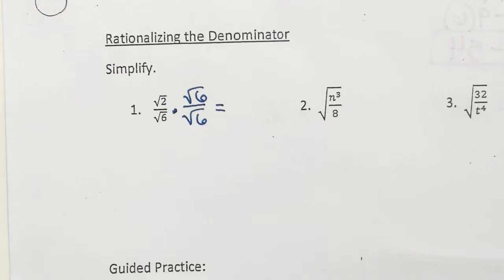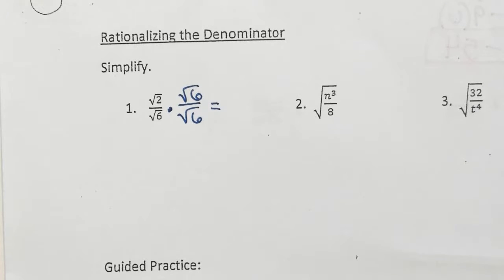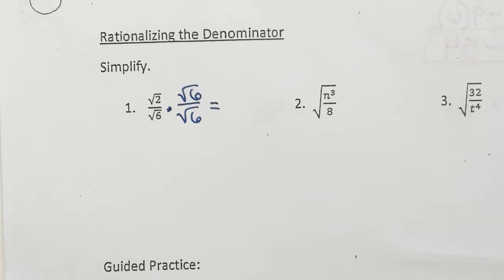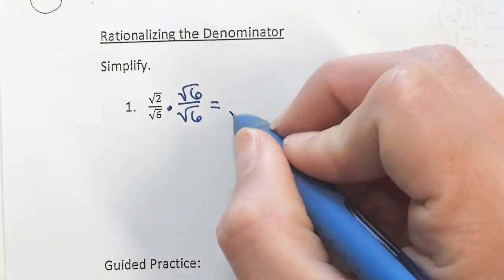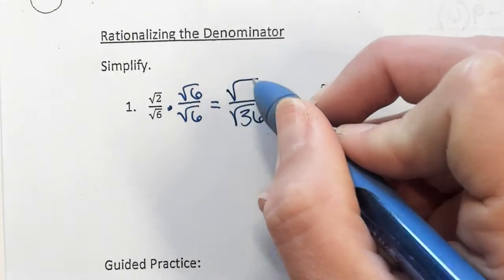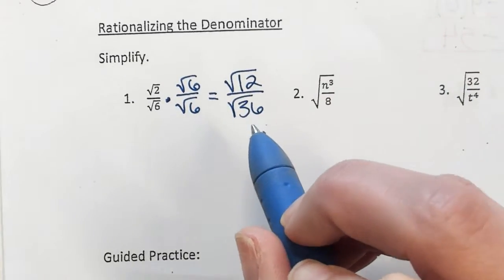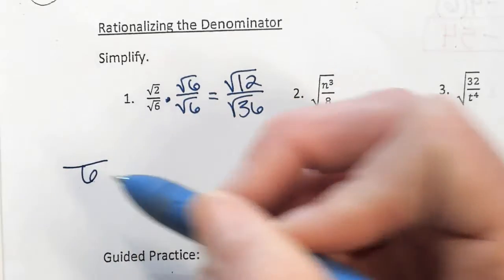Alright, now why do we want to do this? What cancels? It turns into square root of what? 36. Good. And the top turns into square root of what? Good. So the reason that we do this is because square root of 36 is what? Good. So the radical goes away.